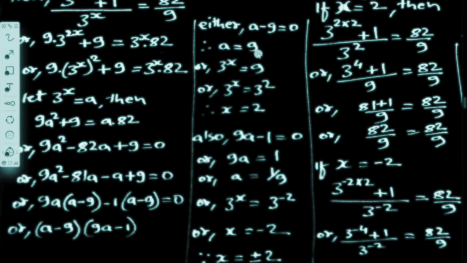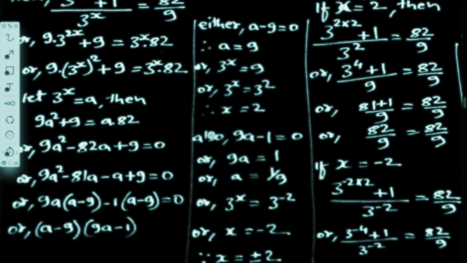Therefore a equals 9, or 3 power x equals 9. Now a should be replaced with 3 power x, since a equals 3 power x. So in place of a, we replace it by 3 power x. 3 power x equals 9, or 3 power x equals 3 square. This 3 square means 9. 9 is 3 square. Now, if the base is the same, 3 and 3, therefore x equals 2.